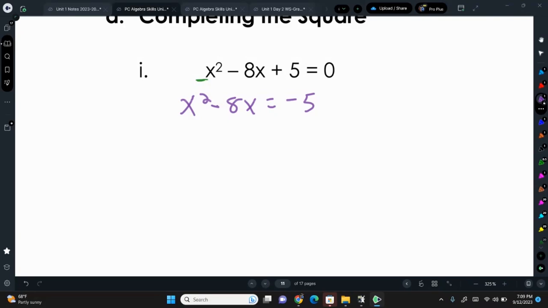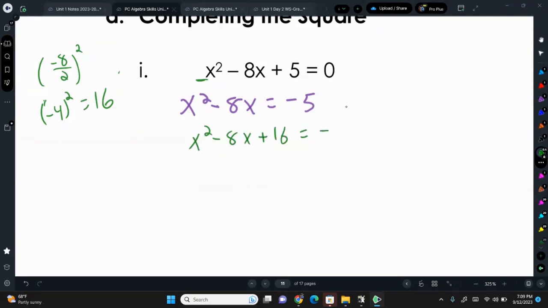Now to complete the square, what we do is we take our b value, divide it by 2, and then square it. So b value is -8 divided by 2 and square that. That equals -4 squared. Oops, I'm going to write that a little bit lower. So that would equal -4 squared, which is 16. So we're going to add 16 to both sides of the equation. So x squared minus 8x plus 16 equals -5 plus 16.